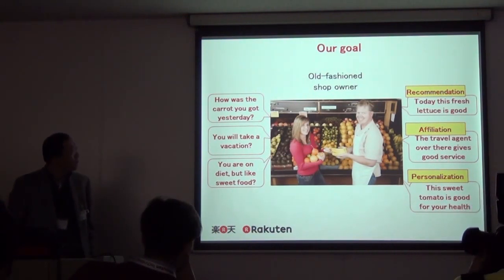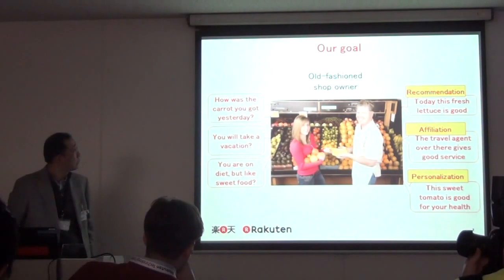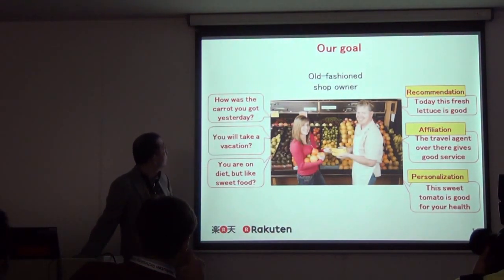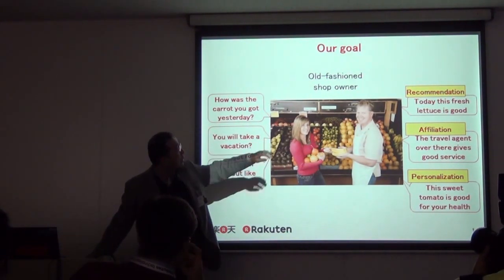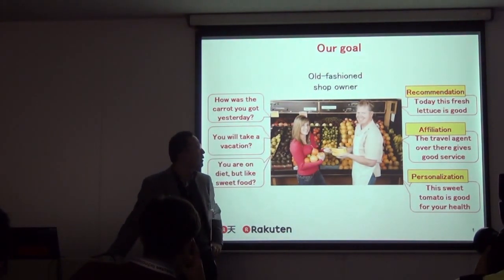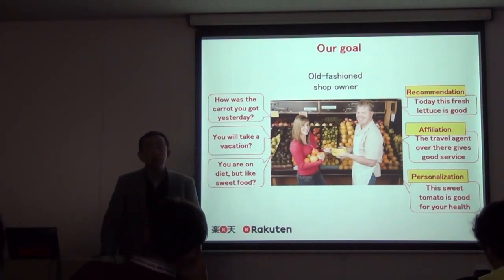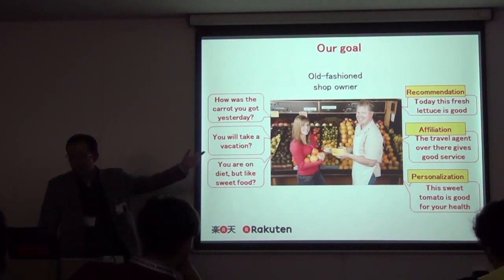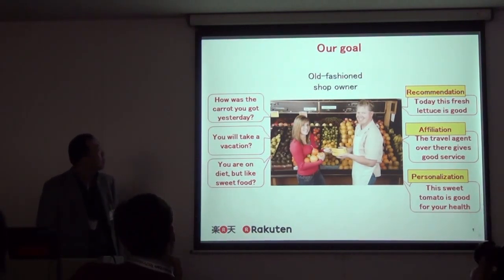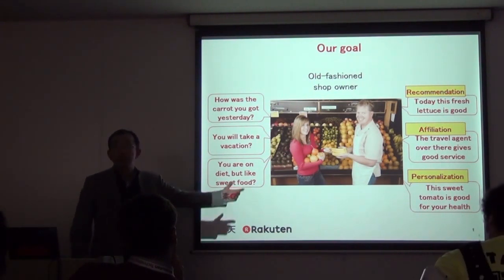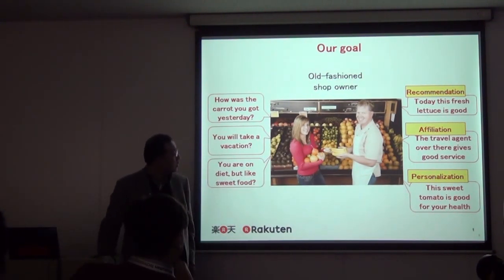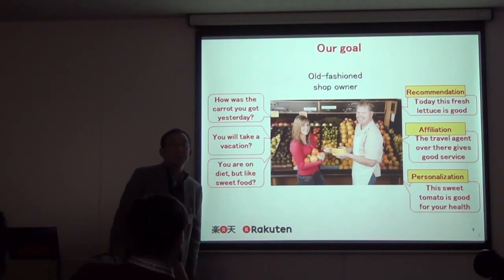So we think about what kind of conversation we could have with this kind of guy. For example, people might say, how was the carrot you got yesterday? And he can say, today these fresh tomatoes and lettuce are good. This is a technology called recommendation. Or you will take a vacation, and the travel agent over there gives good service. This is a technology called affiliation. Or you are on a diet but like sweet food, and this sweet tomato is good for your health. This is personalization.